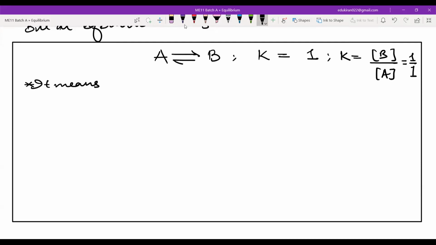It means after a very long time, what does equilibrium mean? What is happening? What is the scene? What is the situation? What is the state of the system, the A and B system, after a very long time? After a very long time, for each mole of reactant, we have 1 mole of product. Yes or no?